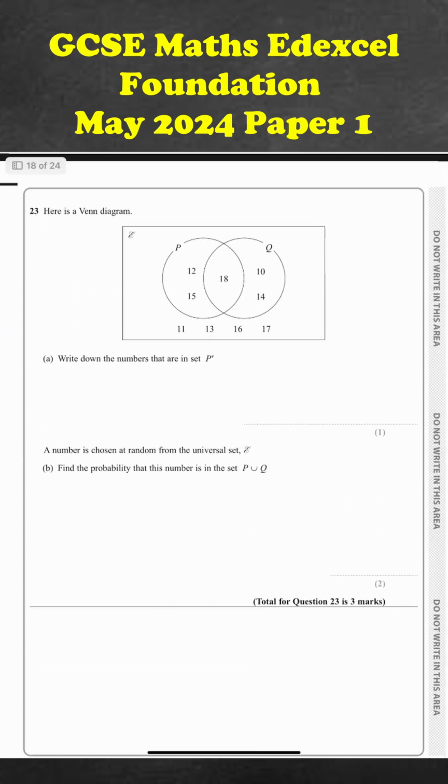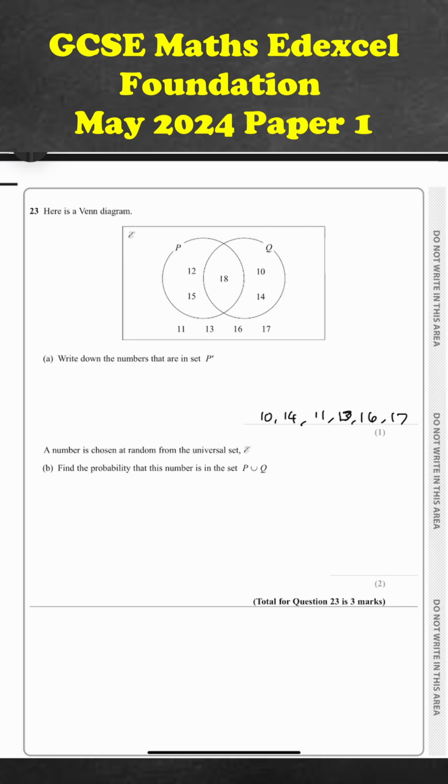Question 23, here is a Venn diagram. Write down the numbers that are in the set P dash. So that's just going to be all the numbers that are not in P. So we're going to have 10, 14, because they're the ones that are in Q and not in P, 11, 13, 16, and 17.